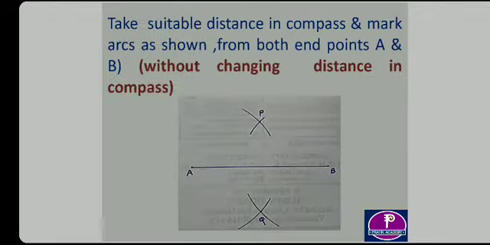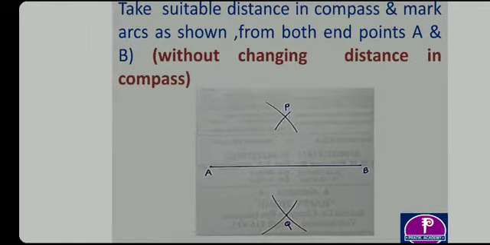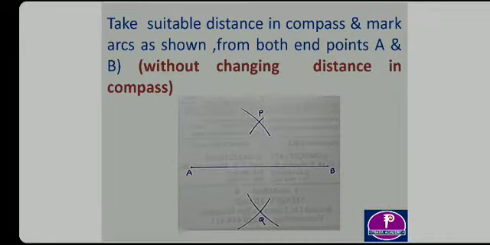Then from the endpoints mark two arcs. That is, from point A mark one arc on the upside and downside of line AB, keeping the same arc radius, and from point B mark two arcs, one at the upper side and one at the lower side of line AB. Here point P and point Q are the points of intersection of these two arcs.